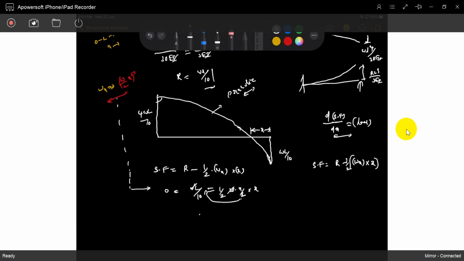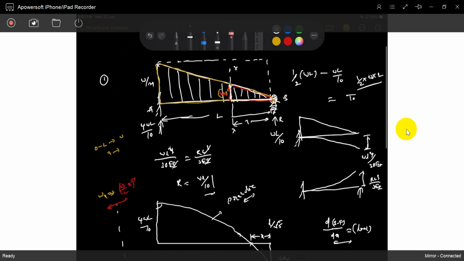So 2 by 5 L square by 10 is equal to X square. Understood? L square by 10. L square by 5 is X square. So what is X? X is L by root 5. I imagined L is equal to 2, that's why the problem arose. Okay, L by root 5. You have to identify where the moment gets maximum.